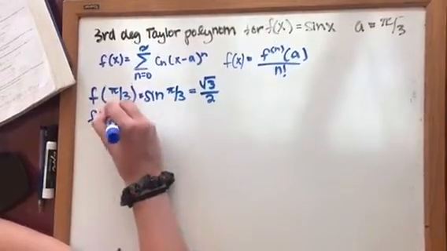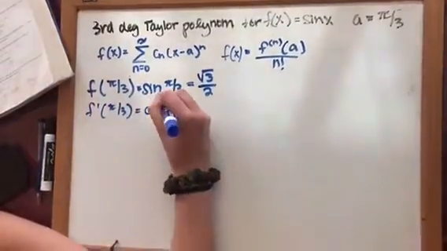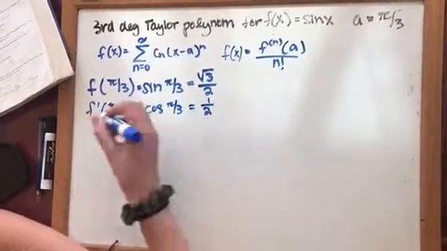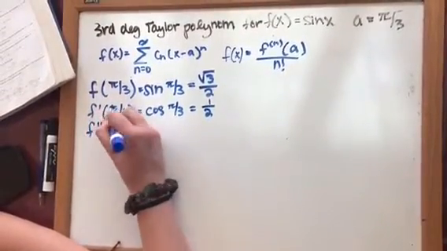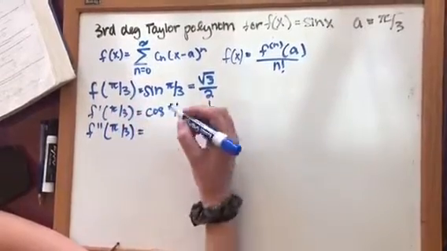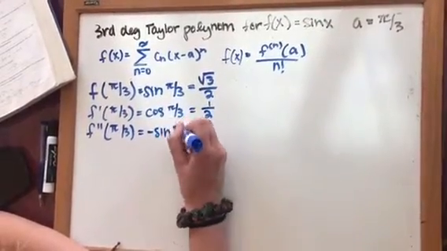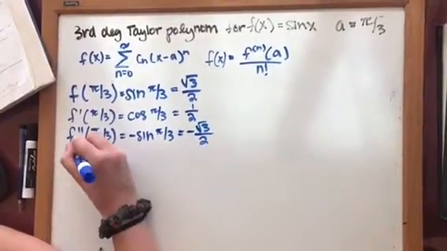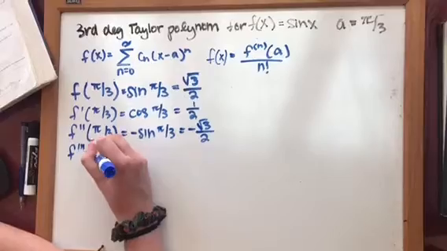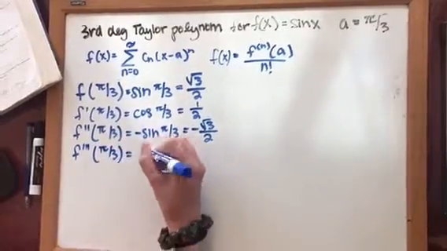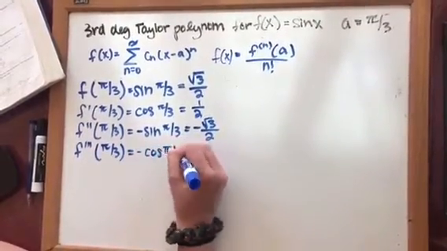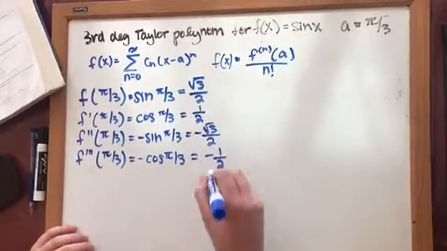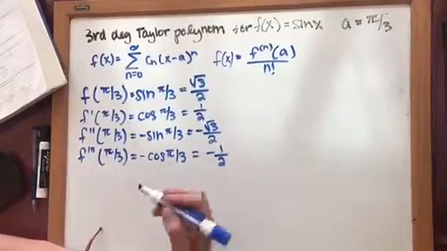The first derivative is cosine pi over 3, and cosine of pi over 3 is 1/2. Second derivative is going to be negative sine pi over 3, which is going to be negative root of 3 over 2. And the third derivative is going to be negative cosine pi over 3, which is going to be negative 1/2. So there are our 4 terms, the basis of building our terms.